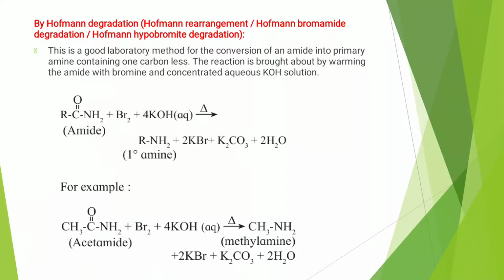If you take the example acetamide CH3 C double bond O NH2 plus Br2 plus KOH, that is 4 times aqueous KOH, we will get methylamine CH3NH2 plus twice KBr plus potassium carbonate K2CO3 plus water. So in this reaction, one carbon atom is less in the product. Acetamide with 2 carbons is converted into methylamine containing 1 carbon. So this reaction is known as Hofmann bromamide degradation.